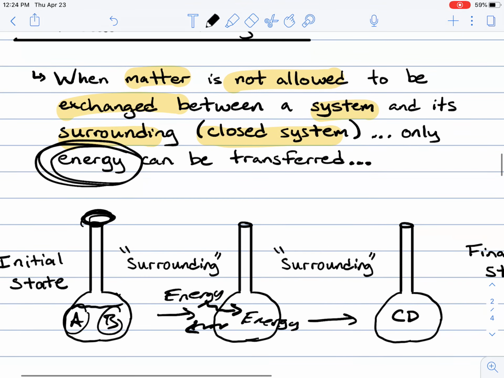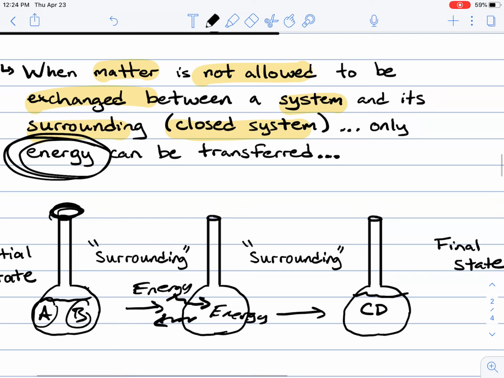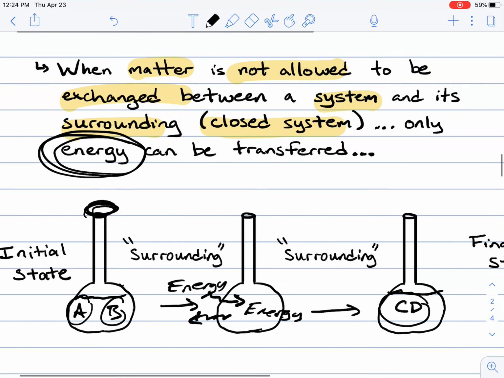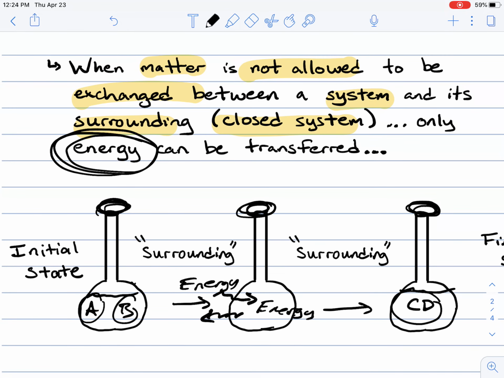And so energy is going to be transferred one way or the other, such that it's reached its final state where AB has been converted into product CD. And let me just complete the picture here. So all of this is capped, so no matter is being exchanged between the system and the surrounding. And the surrounding in this case is just everything that's around the volumetric flask.